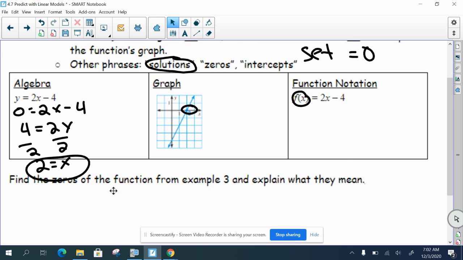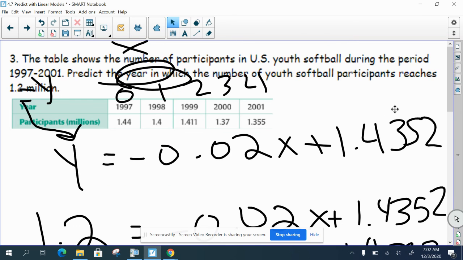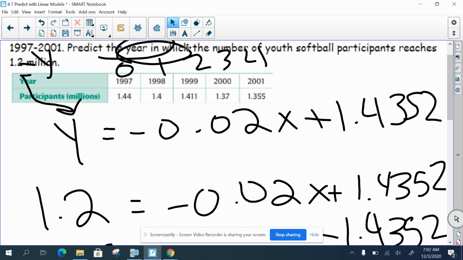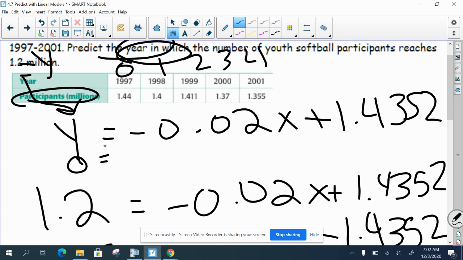Find the zeros of the function from example 3 and explain what they mean. So last thing here. If we were to find the zeros of the function, we would set our equation equal to 0 and solve for x. That would mean that the number of participants is 0. So we'd be finding the year in which the number of participants is equal to 0.